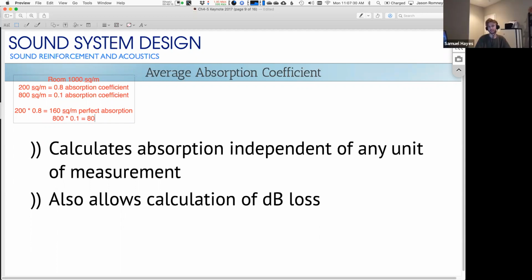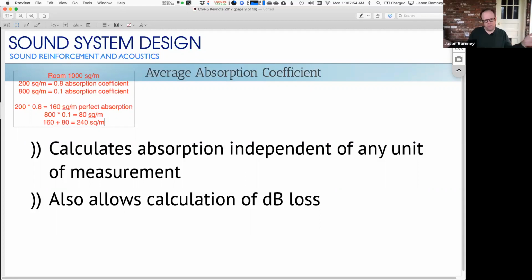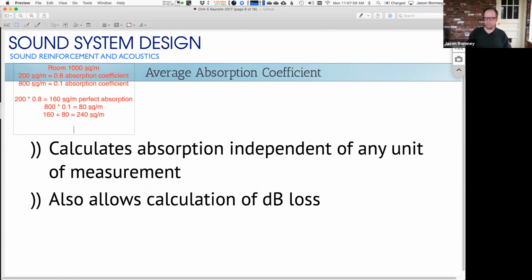Eighty. So now we've got 80 square meters of perfect absorption. So if we add that up, we do 160 plus 80, and we get 240. 240 square meters of perfect absorption. We could call that 200 Sabins if we wanted to. It doesn't really matter. But here's where the rubber meets the road.